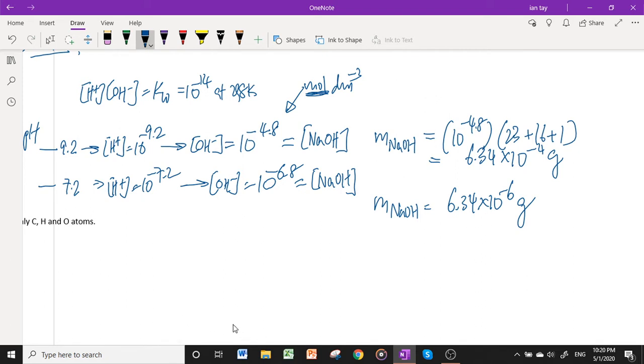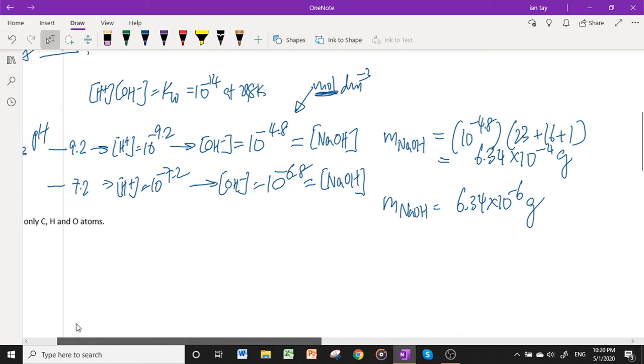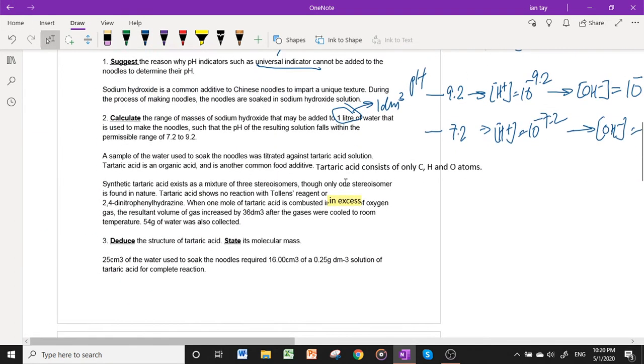In fact, a better way to clean up acid spills, maybe not on your hand, maybe on the floor, would be to neutralize it with an insoluble base. Okay, but anyways, I digress. Let's go back to this question.